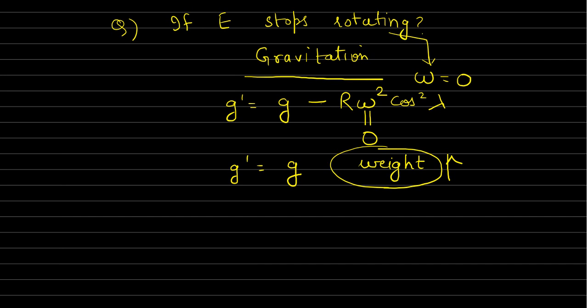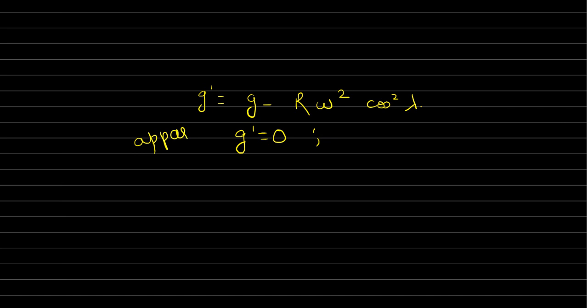Okay, now next case comes, you can write the question again. If g dash equal to 0, then what is omega? So where we were taking g dash, it was g dash is equal to g minus r omega square into cos square lambda. Now we are combining two cases. g dash is 0, and obviously the word used with g dash will be the apparent weight, मतलब वो वेट जो बॉडी फील कर रही है, और फॉल्स वेट. तो इसको हम कंसीडर कर रहे हैं एट इक्वेटर.